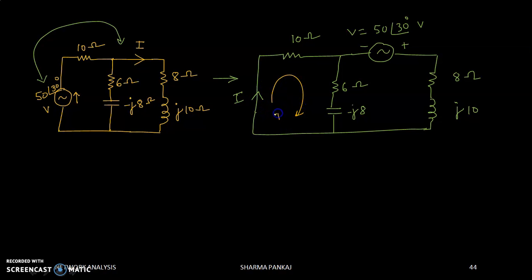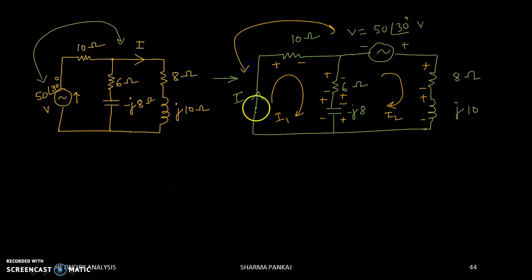This is current I1, this is current I2. Now applying sign convention, this is plus minus, this is plus minus, and so on for each element. By changing the position of V and I, we have changed the positions as per the statement given by the reciprocity theorem.